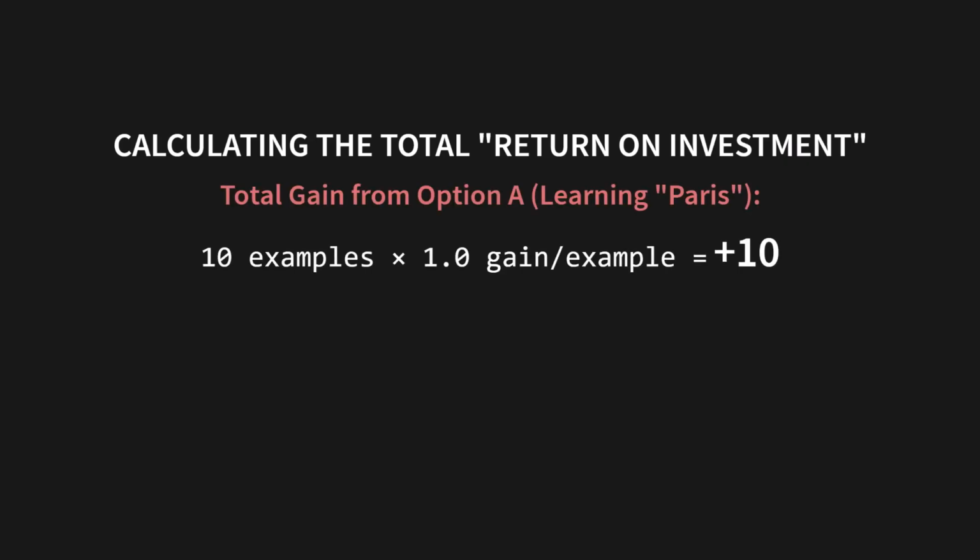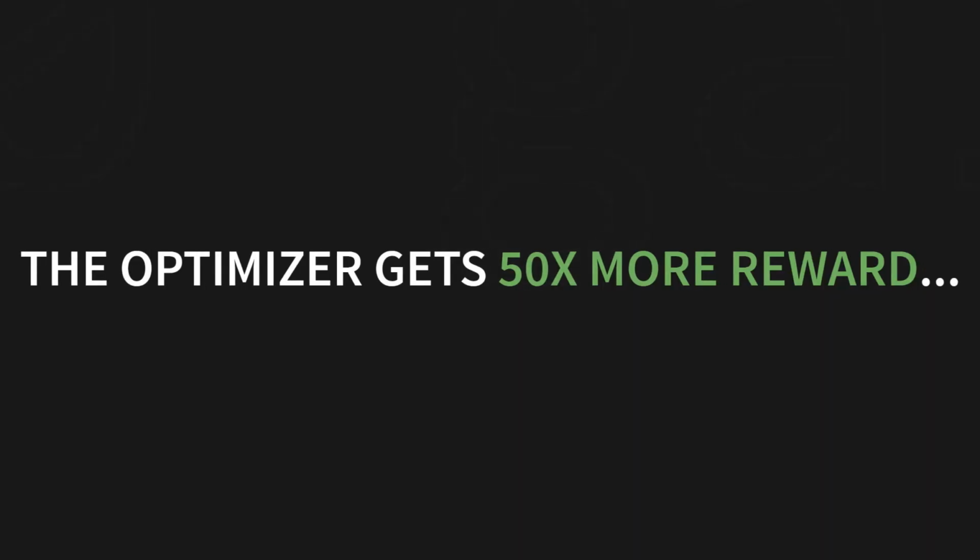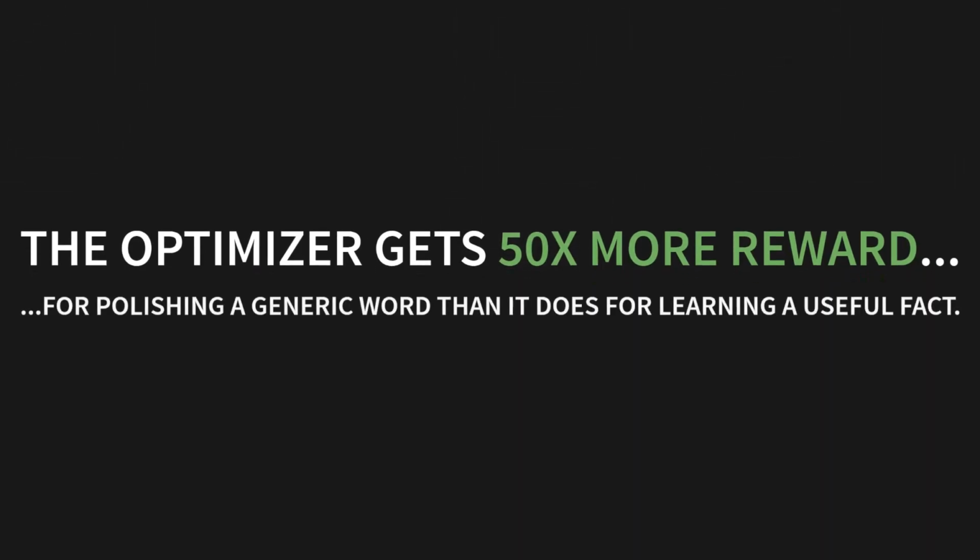So let's calculate the total return on investment. Look at the slide with me. The total gain from option A, learning Paris, is 10 examples times a 1.0 gain per example for a total of plus 10. Not bad. But the total gain from option B, polishing "the," is 50,000 examples times a 0.01 gain per example for a total of plus 500. The optimizer gets 50 times more reward for polishing a generic word than it does for learning a useful fact.